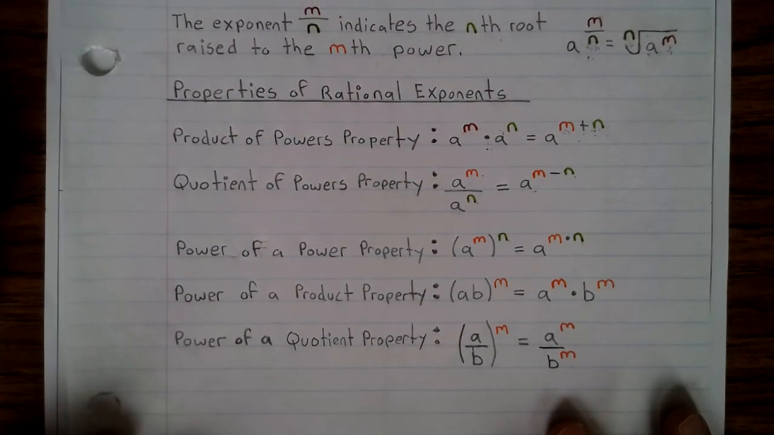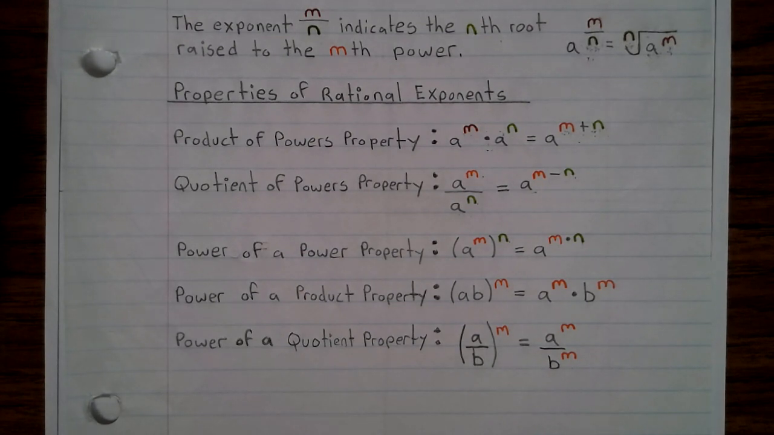All right, properties of rational exponents. Product of powers property: a to the m times a to the n is equal to a to the m plus n. Quotient of powers property: a to the m divided by a to the n power is equal to a to the m minus n. Power of a power property: a to the m to the n power is a to the m times n. Power of a product property: a times b to the m power is the same as a to the m times b to the m. Power of a quotient property: a divided by b to the m power is equal to a to the m divided by b to the m.